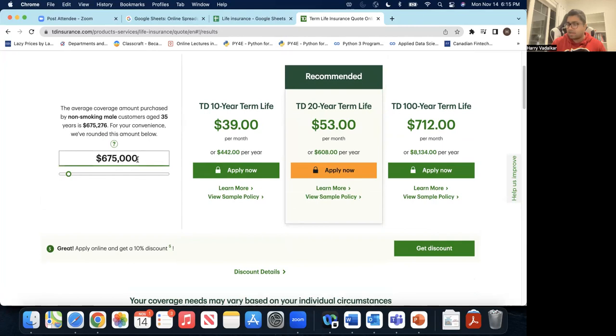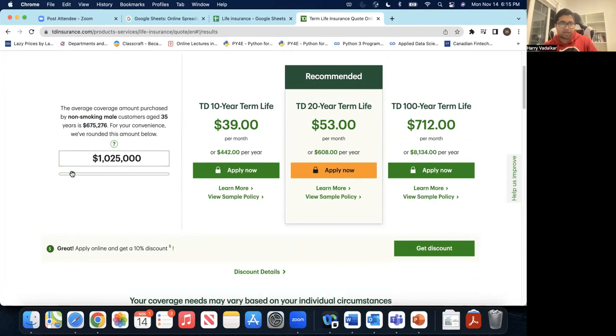$675,000. That's the life insurance sum assured. Sum assured means if something happens to the person who is buying this insurance, the company will pay this much. Okay, $675,000. Insurance proceeds are tax free in Canada, so no need to pay any taxes on that. Okay, you can change the insurance amount.